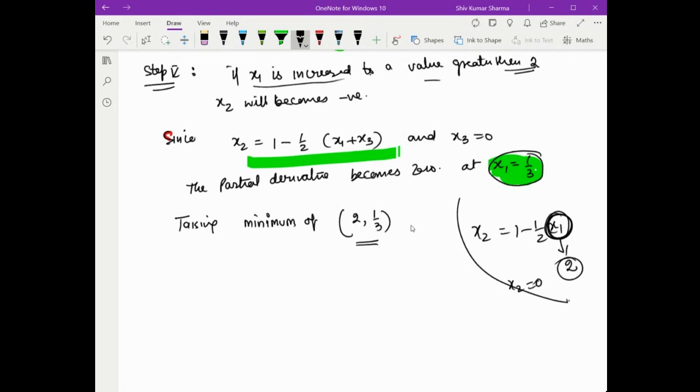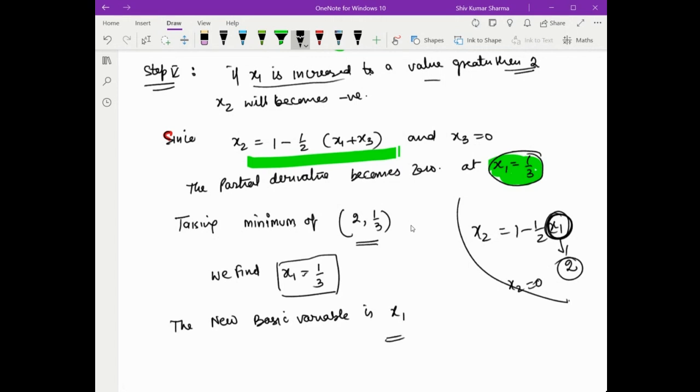So what is the minimum? We find the minimum value is 1 by 3. We find x1 equal to 1 by 3. So x1 equal to 1 by 3, this is the minimum. So this means that this is our new basic variable. The new basic variable is x1.